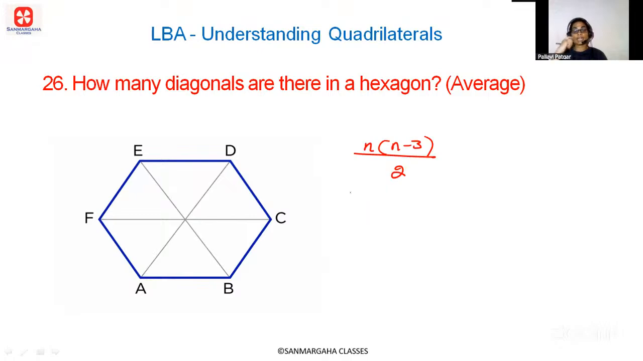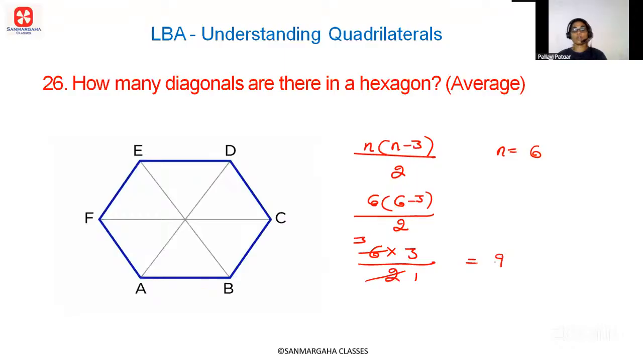For a hexagon, the number of sides n is equal to 6. Substituting the value here, 6 into (6 minus 3) divided by 2. So 6 into 3 divided by 2. 2 ones are 2, 2 threes are 6. So this is equal to 9. So the number of diagonals in a hexagon is 9.